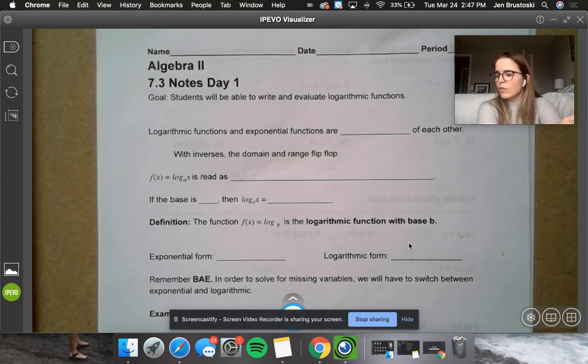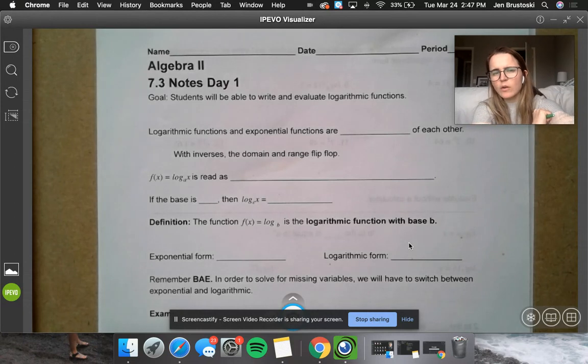So we're starting the 7.3 notes day one. I noticed that a lot of you guys had already completed the homework on that. So you might want to go back and redo it because we haven't done the notes on it yet. The fact that you finished the homework is a little bit fishy to me. You need to know how to do this stuff.